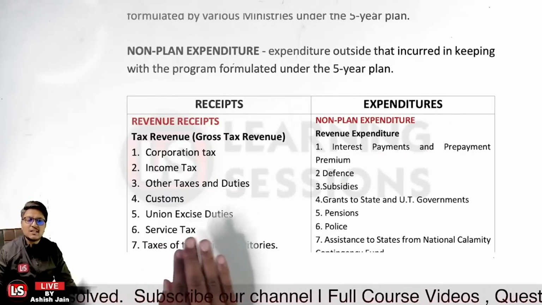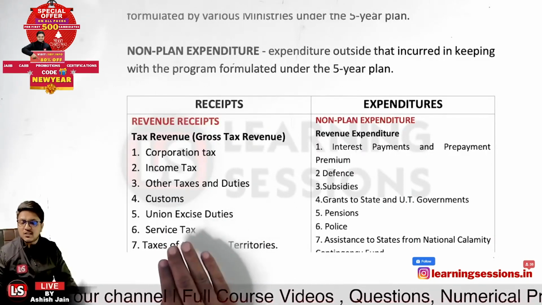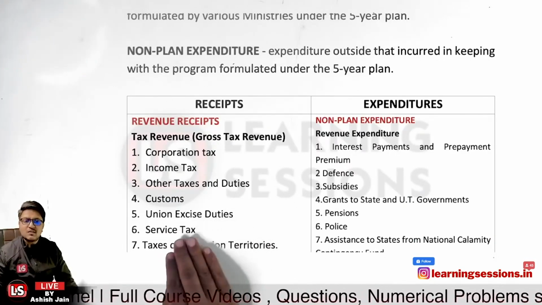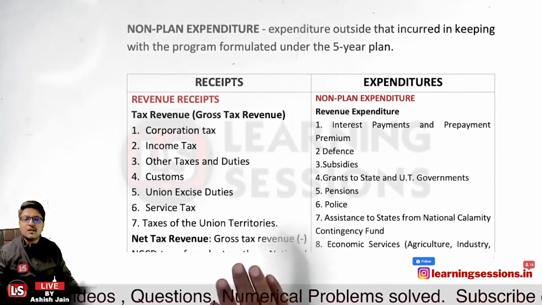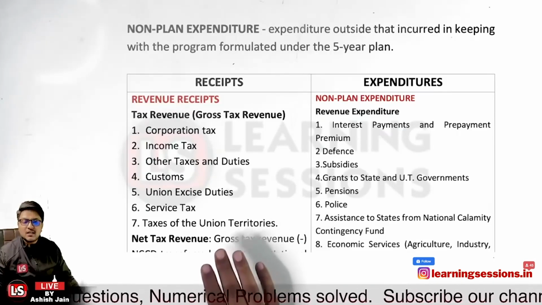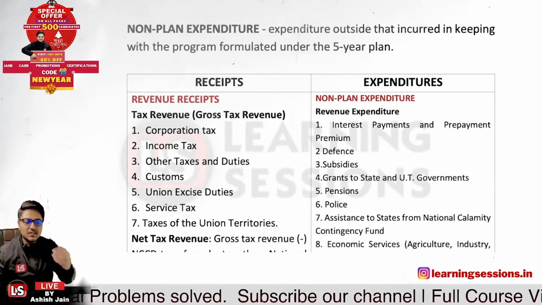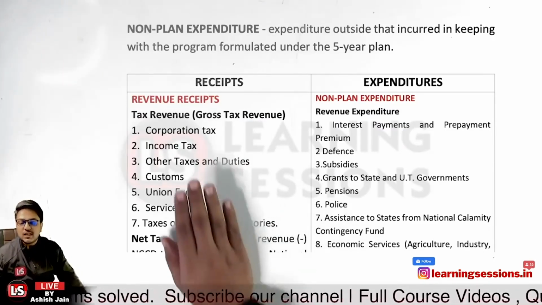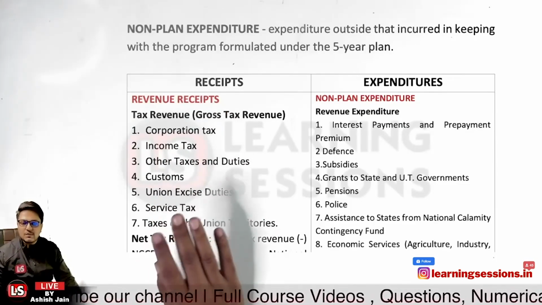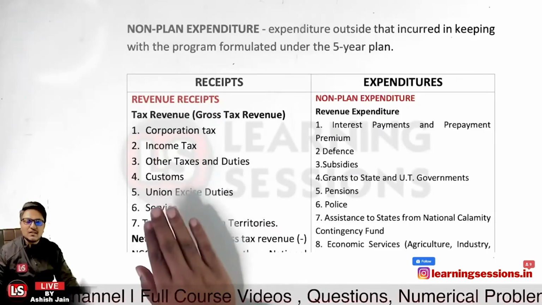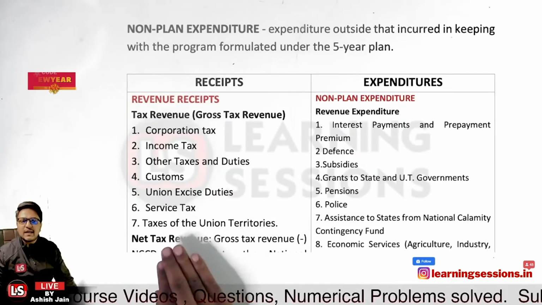And union excise duties are related to tax on production. Service tax, such as GST, VAT etc., is basically the service tax. Taxes of the union territories means the taxes which are paid by the union territories themselves, that is the UTs. So that is basically your gross tax revenue. These are basically 7 types of taxes over there. You need to remember the names exactly: corporation tax, income tax, other taxes, customs, union excise duties, service tax, and taxes of the union territories.